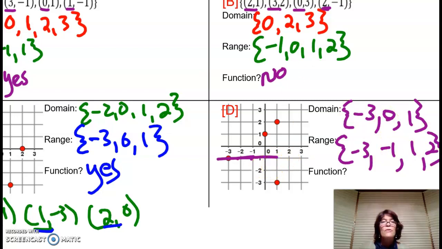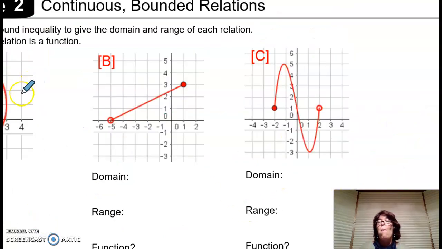When I look at my x coordinates, I can tell from the vertical line test, if I drop a vertical line down, I'm going to hit twice, right? 1 is mapped to 2. 1 is also mapped to -3. So is this a function? Absolutely not. I have the same x going to 2 different y's, and that is not a function.